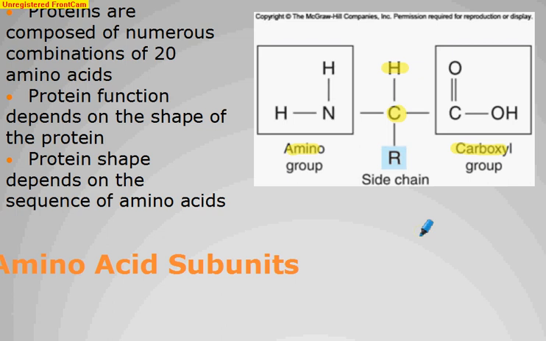So of the 20 amino acids, they are exactly the same except for this group. So 20 different R groups exist. A protein's function depends on its shape, and that shape is dependent on the amino acid sequence.